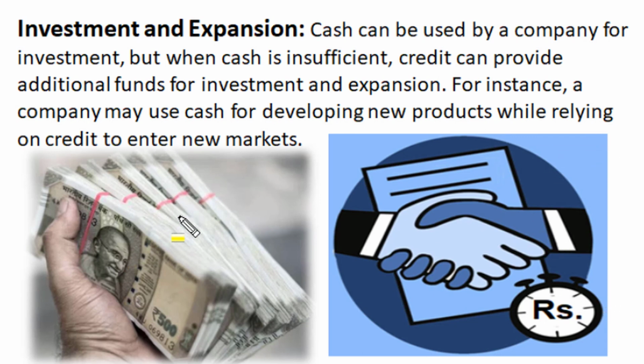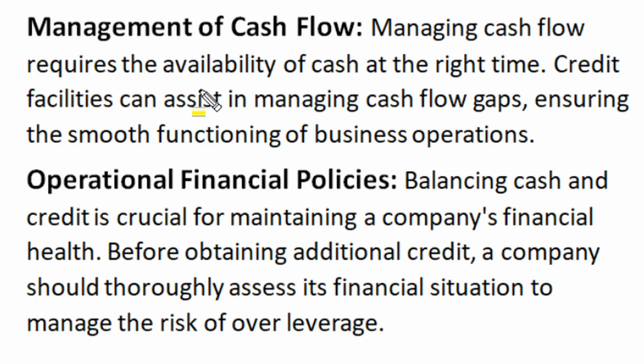Projects which can be handled by a small amount of money without the burden of debt or interest can be managed by cash, but for larger amounts of funding we may need the support of credit funding. Both cash and credit are used to manage cash flow. The availability of cash at the right time manages the majority of cash flow problems, but many times when cash is insufficient, credit facilities can assist in managing cash flow gaps, and the two together, cash and credit, ensure smooth functioning of business operations.